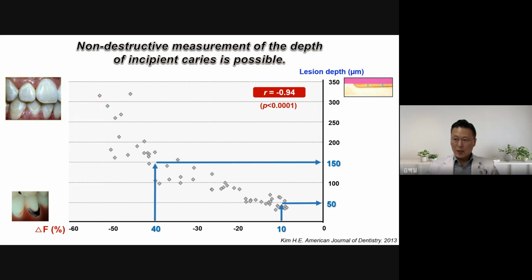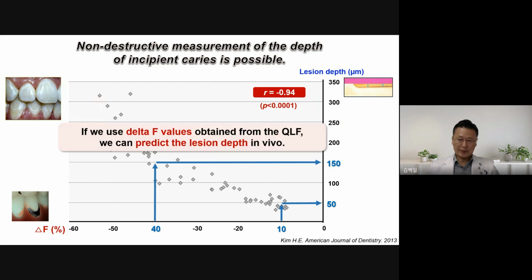You can see that the correlation level is over 0.94. It means you don't need to cut the tooth. Just take the image with Curie and calculate the delta F. Then we can predict the real lesion depths in the white spot.